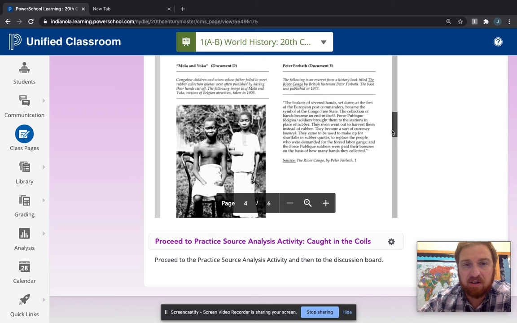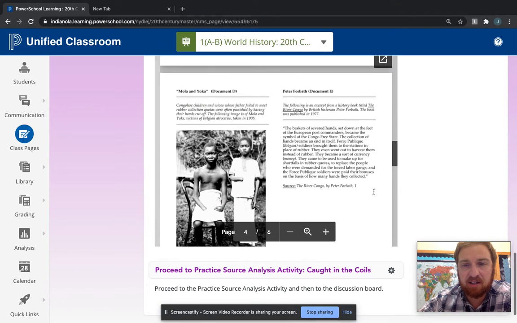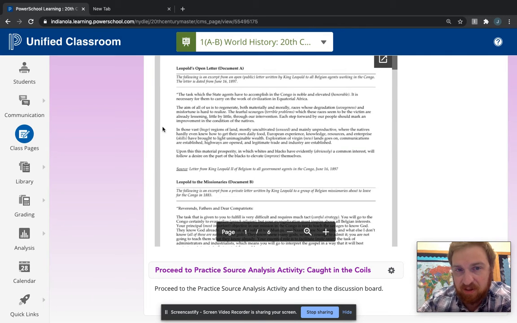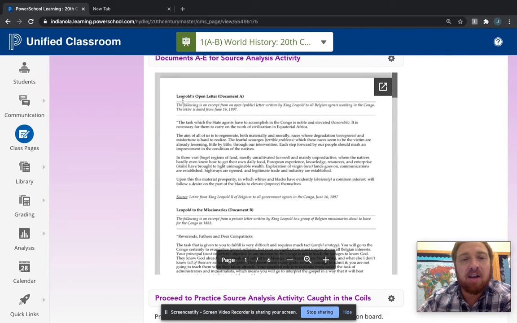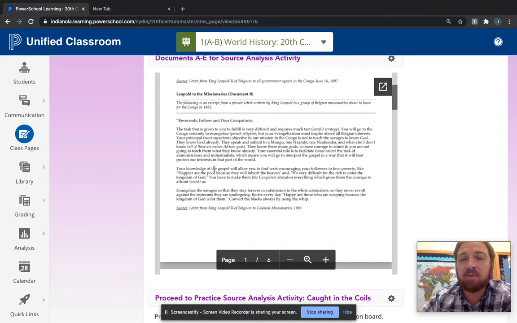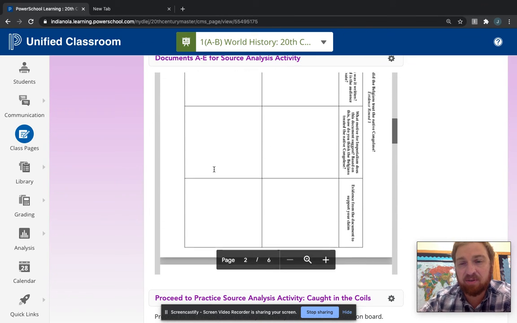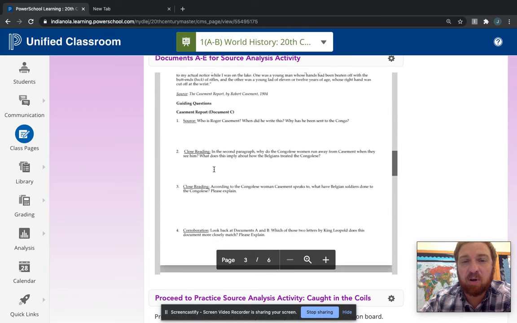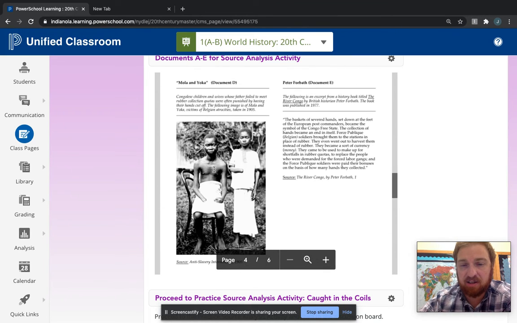further here of document D and E. That'll give you more insight to what was actually happening to the Congolese people to help get an idea of what it was actually like. And the reason we analyze all of these sources is if we only analyzed one of them in class, you might only get a one-sided view of imperialism in Africa. But if we go through all of them, we can get the full-rounded view of what was actually happening, what it was actually like.